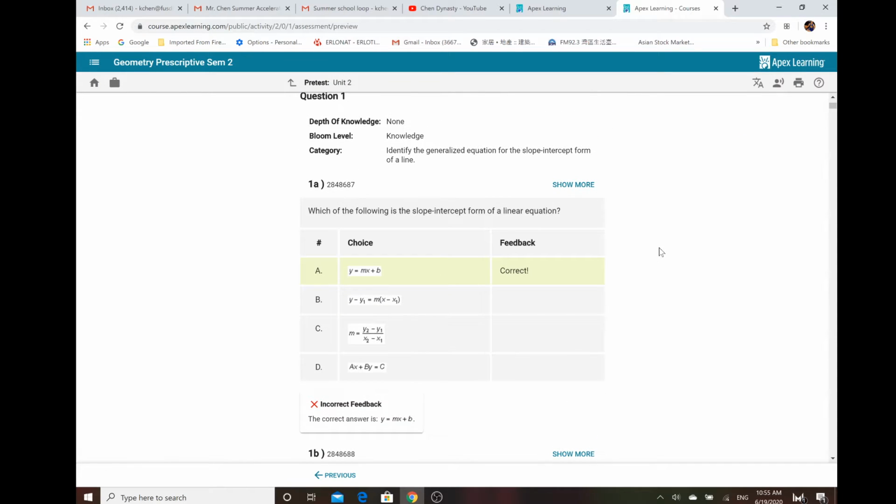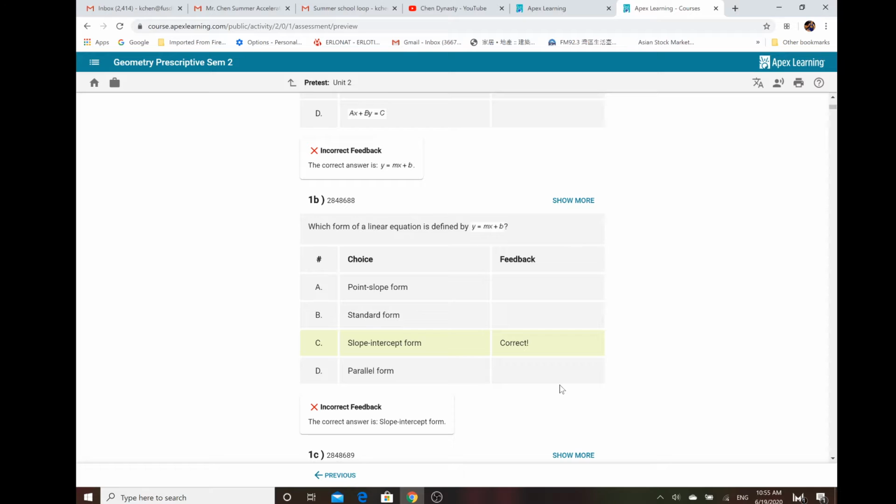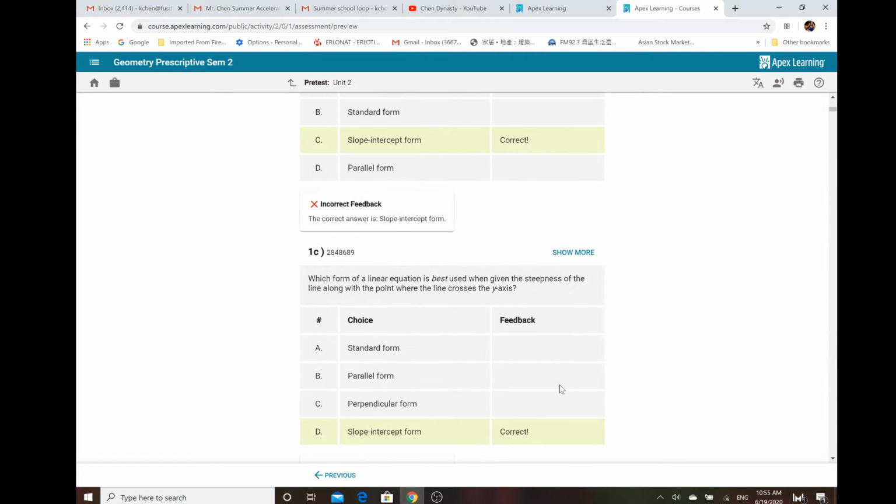So question number 1, identify and generalize the equation of a slope-intercept form of a line. In the previous unit, we talked about the slope-intercept form already, which is y equals mx plus b. So this one is quite obvious. Which form of a linear equation is defined by y equals mx plus b? That's the slope-intercept form. That's just another way to ask the question.